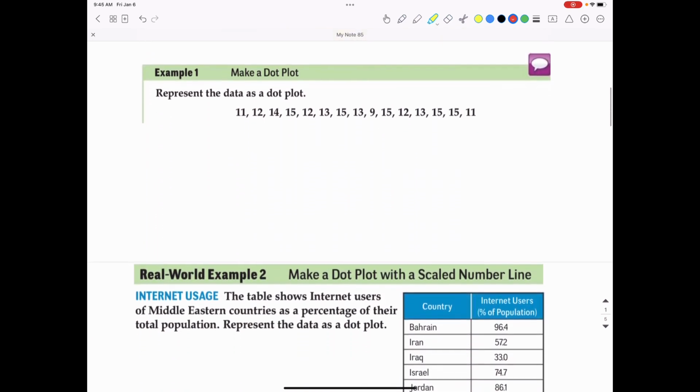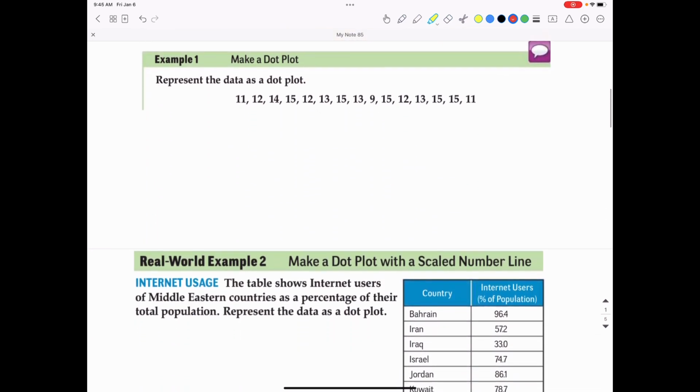So let's do this one. This says represent the data as a dot plot. We've got data that's ranging from 9 to 15. There's several 15s actually, so the highest number is 15. For an appropriate scale, if you take 15 divided by 10, that would be 1.5, so you can round that to either 1s or 2s. I think I'm going to go by 1s this time because it actually starts at a low of 9. Counting from 9 to 15 by 1s is not going to be a large issue, so I think we can handle that.